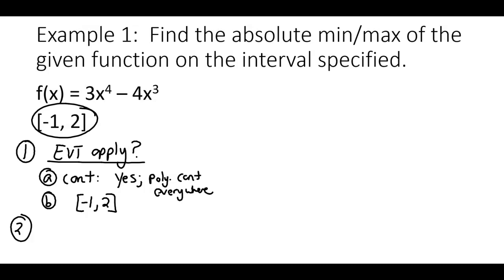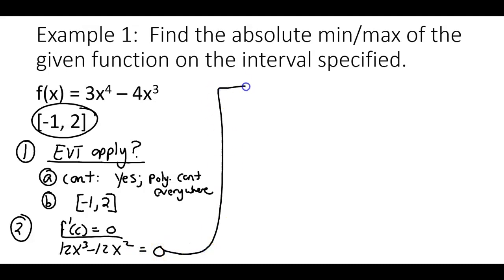Let's go ahead and take a look at 2. All right, second step. What was the second step? Remind me. Okay, so we need to find where f prime of c equals 0. First of all, let's find our derivative. F prime would be 12x cubed minus 12x squared. And we're going to set that equal to 0.